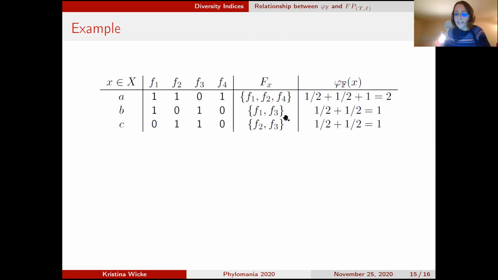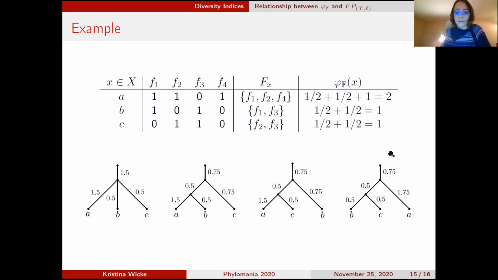And just to show you an example, this is the feature assignment I showed on the first slide. And you can easily check that it cannot be represented by a tree, but assuming unit value for all features, we get a feature diversity of 2 for A, 1 for B, and 1 for C. And now, no matter which of the 4 trees on 3 leaves we consider, we can always find an edge length assignment such that the feature diversity of A equals the fair proportion index of A, and so forth. And in fact, we cannot only find one such edge length assignment, we can find infinitely many.